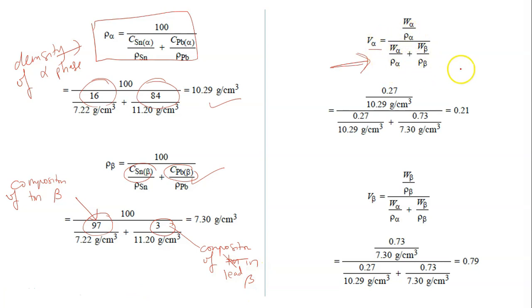The volume fraction of the alpha phase and the beta phase, using the formula just now. Okay, so all you have to do is just plug in all these values inside this formula and you will get 0.21 for the alpha phase and 0.71 for the beta phase.